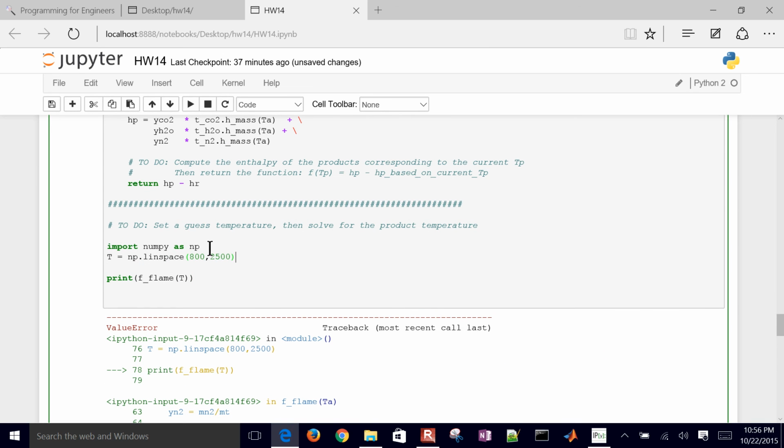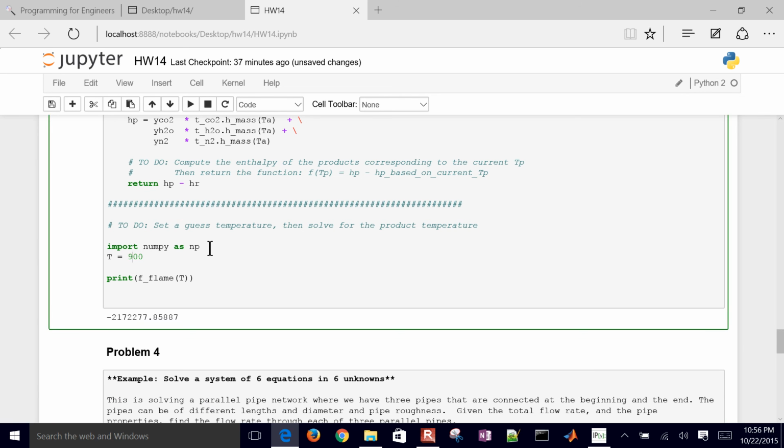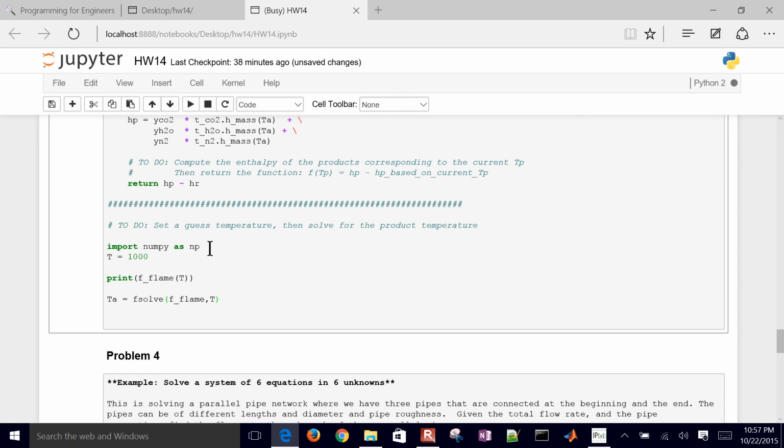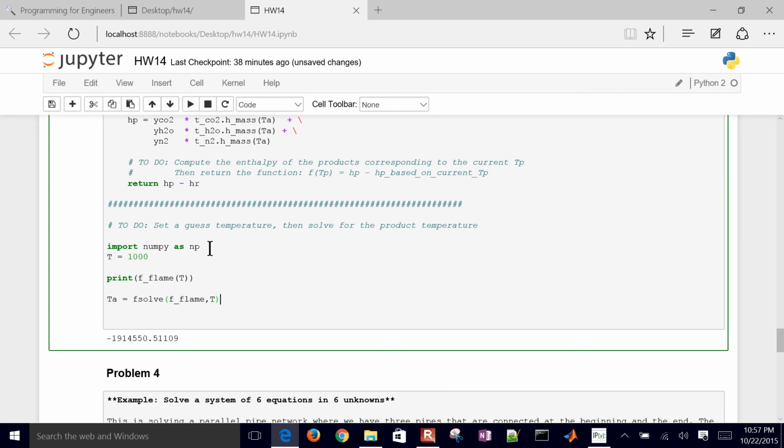So what we can do is plug in different temperature values, 800 for example, and then 900, and start looking at how this is changing, and see when it goes to a value of 0. The other thing we can do is use the fsolve function. With a guess value of, let's say, 1,000, we can get our adiabatic flame temperature with fsolve. I'm going to plug in the fflame function here, and then my guess temperature. If you don't have it sufficiently close, sometimes it will not give a solution, but it looks like this one did.